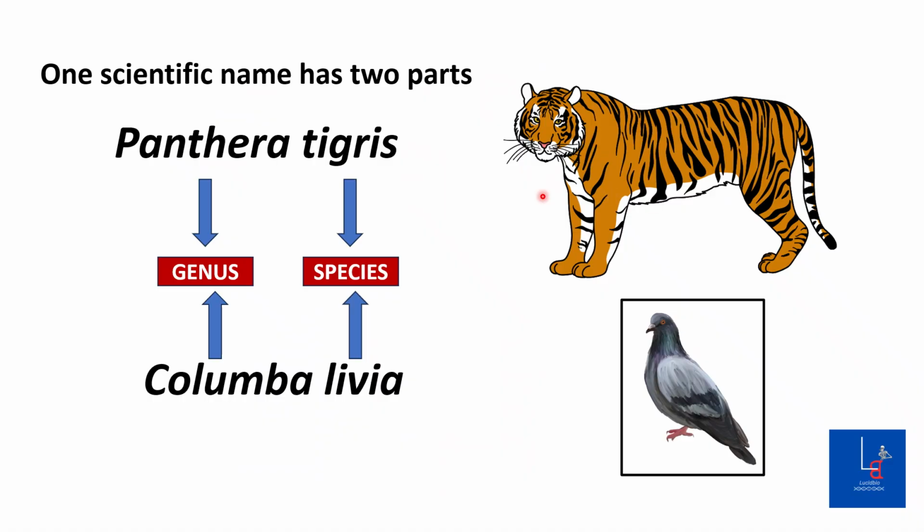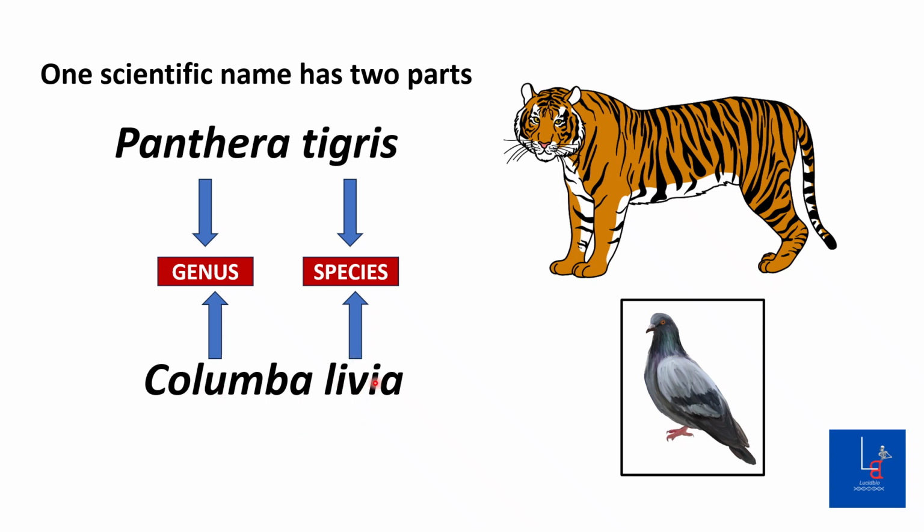Each scientific name usually has two parts. The first part is known as the genus and the second part is known as the species. Here Panthera is the genus and tigris is the species. Another example, Columba livia. Columba, the first one, is the genus and the second one is the species.